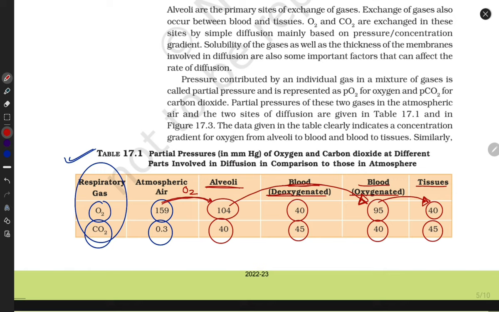And the same way, deoxygenated means CO2 gas contained by tissue. Tissues have lots of CO2, so CO2 travels towards the lower concentration. It enters the blood and then passes towards the alveoli. And the alveoli pass it here, and look at this. This is the table.